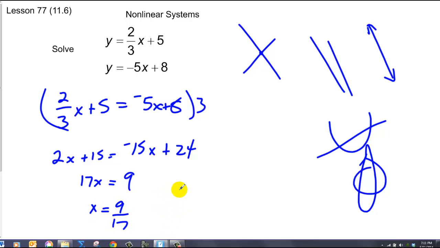Once I know that x is 9 over 17, substitute back in, so y is equal to 2/3 times 9/17 plus 5, and y will equal 91 over 17.